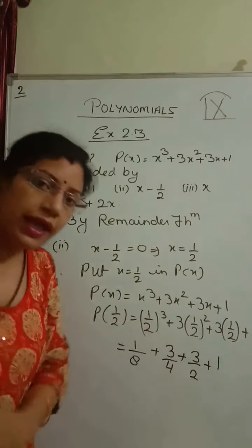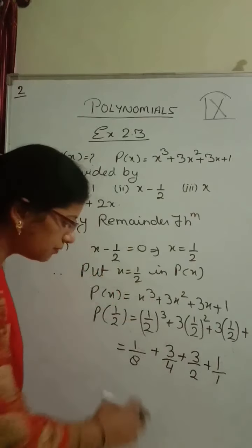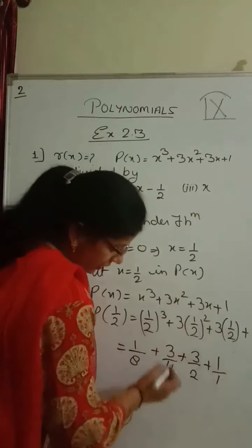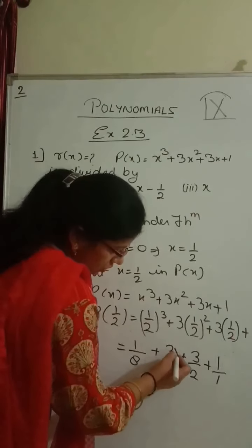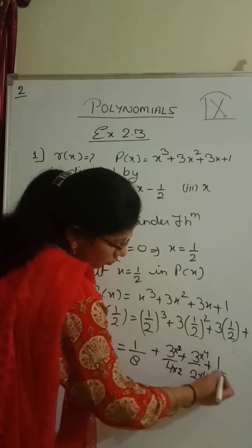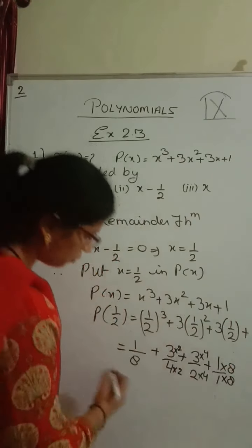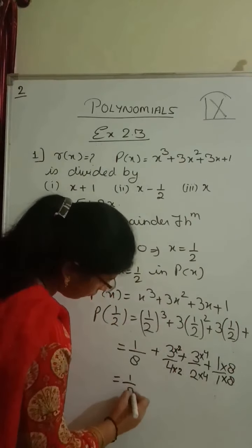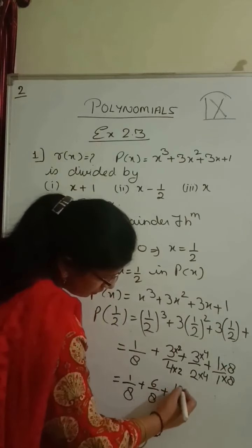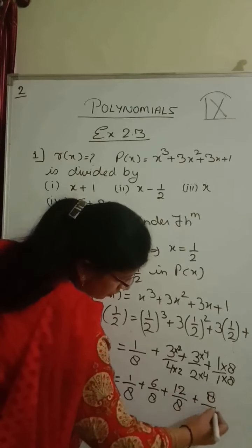Now we have to take the LCM because all are fractions, so we can write upon 1. What will be the LCM? 8 will be the LCM. So you have to make the denominator 8. 4 twos are 8, so this will be multiplied by 2. 2 fours are 8, so this will be multiplied by 4. 1 eight is 8, so we have to multiply it by 8. See what will come? 1 upon 8 plus 6 upon 8 plus 12 upon 8 plus 8 upon 8.